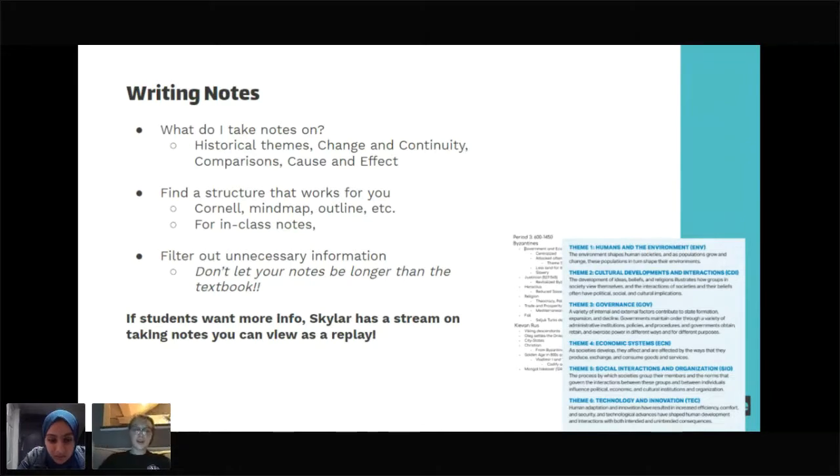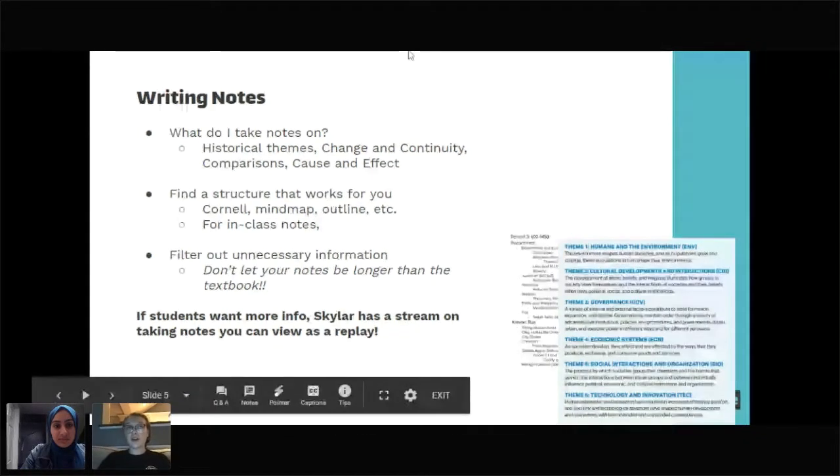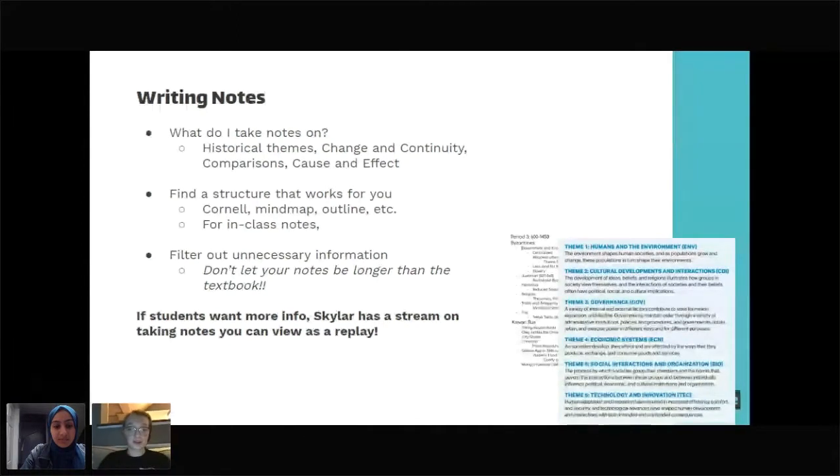So, cause and effect is important to take notes on, and comparisons. One of the essays that you guys usually have to write is the LEQ. And with the LEQ, one of the questions is usually comparing and contrasting some sort of different method. So if you compare and contrast different societies, different groups in your notes, you'll be more prepared for your essays.